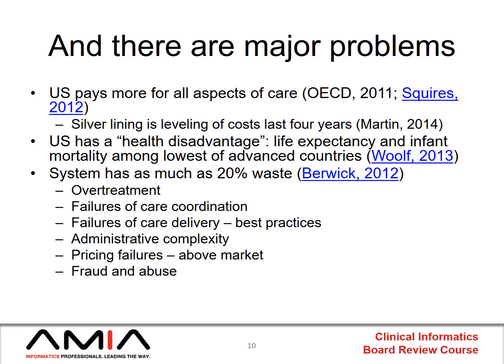Many also believe there's a great deal of waste in our system. There's overtreatment, such as overuse of drugs and surgery. There's failures of coordinating care. There's failures of delivering care, not carrying it out under known best practices. There's administrative complexity, a lot of bureaucracy, spending on insurance administration, advertising, and so forth. There are pricing failures when prices are above what might be reasonable for a market, and there are problems with fraud and abuse.